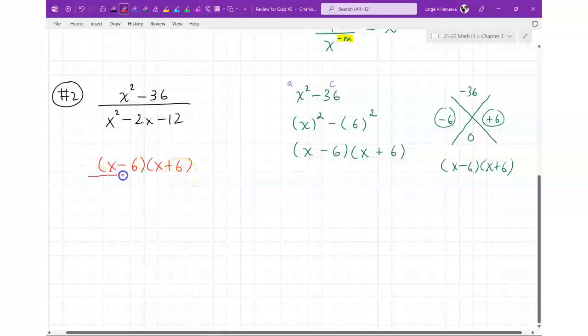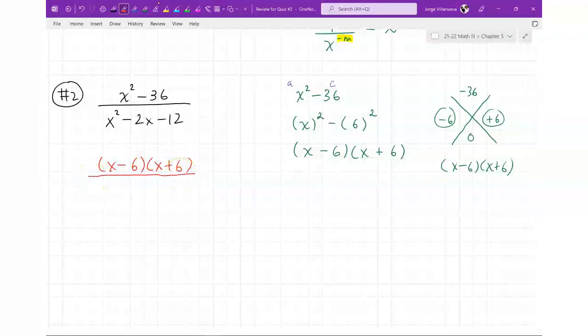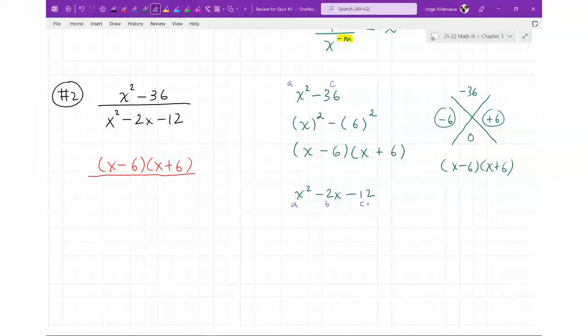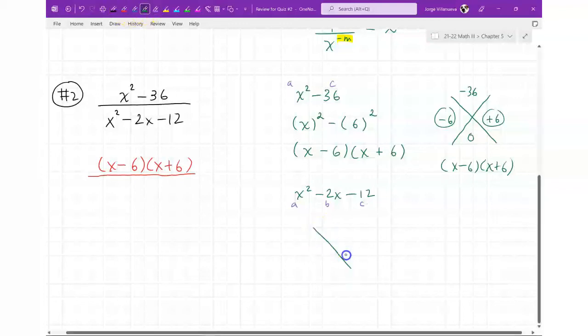Now let's factor the bottom one. Let me write this out here: x squared minus 2x minus 12. This is my A, my B, and my C. Remember, C is always just the number that doesn't have a letter. It's your constant. So if I factor this, I get a negative 12, because 1 times negative 12 is negative 12. And my B value is a negative 2. So 2 numbers that multiply to negative 12 that add up to negative 2 would be a negative 6 and a positive 2.